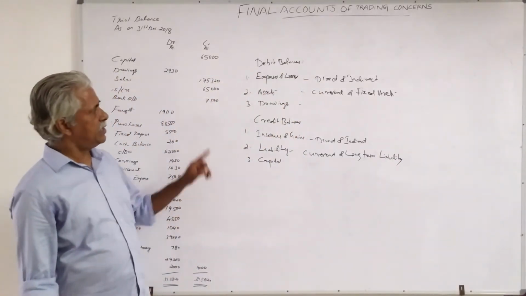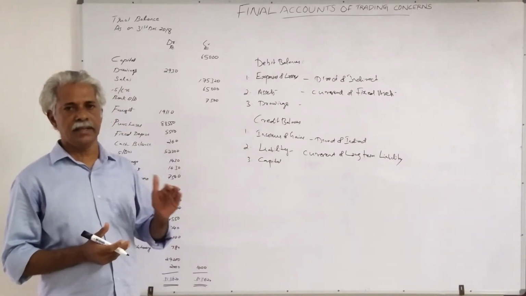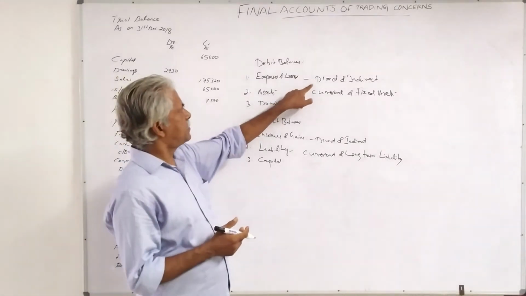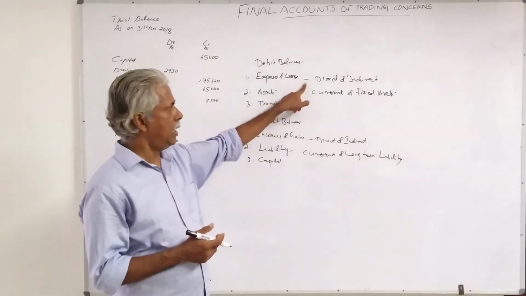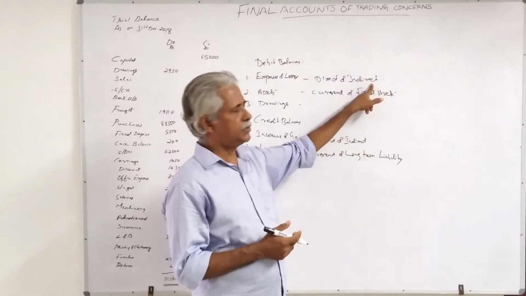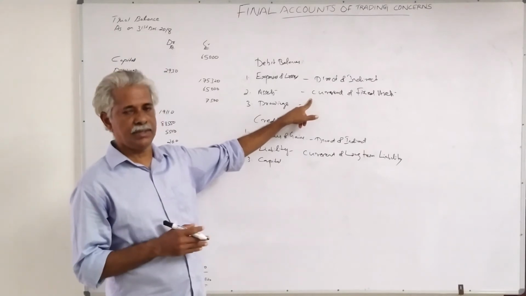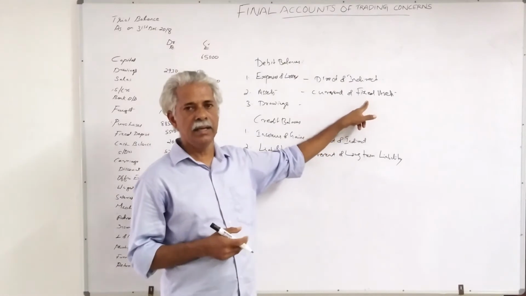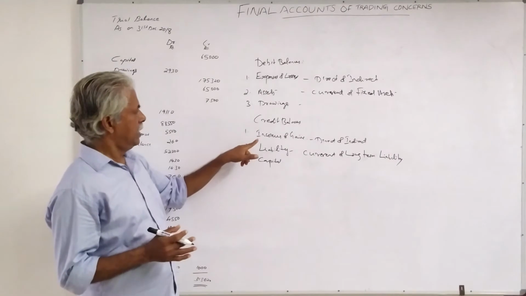Here, this much information is vital for preparing the trading and profit and loss account and balance sheet, because the direct expenses will be taken in the trading account while indirect expenses will be taken in the profit and loss account. Current assets are listed first in the balance sheet, followed by fixed assets if we are following the liquidity order of arrangement. Then drawings.